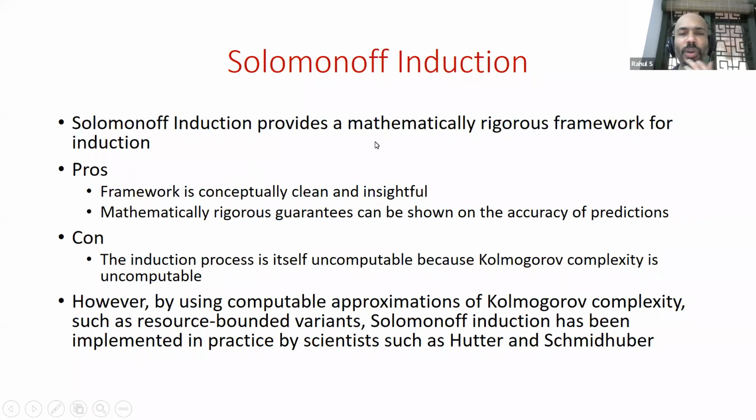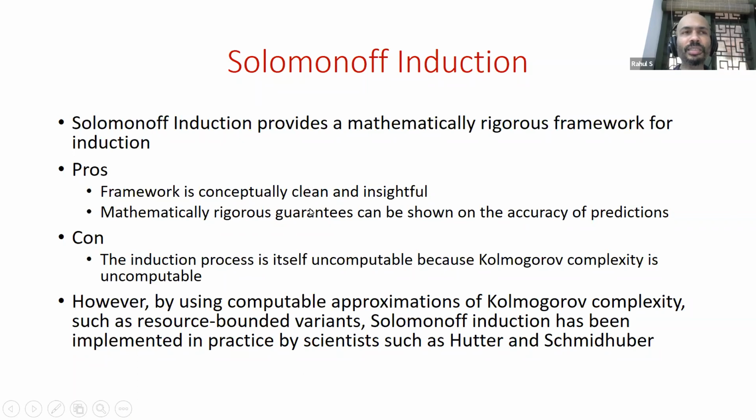So Solomonoff induction provides a mathematically rigorous framework for induction. And there are some really nice guarantees that come out of it. For example, even though I haven't had time to get into it, if there's some explanation of size R for your data, then you're not going to make more than R mistakes in predictions. Eventually you'll converge on the right explanation, and you're not going to make too many mistakes. The number of mistakes you're going to make will be related to the Kolmogorov complexity of your sequence. So there are tight bounds that can be shown on the accuracy of predictions according to this framework.